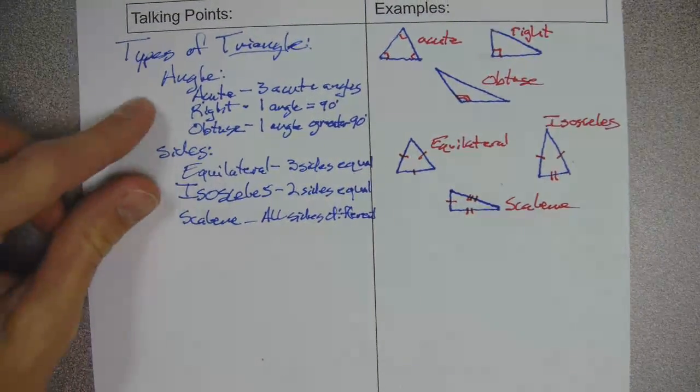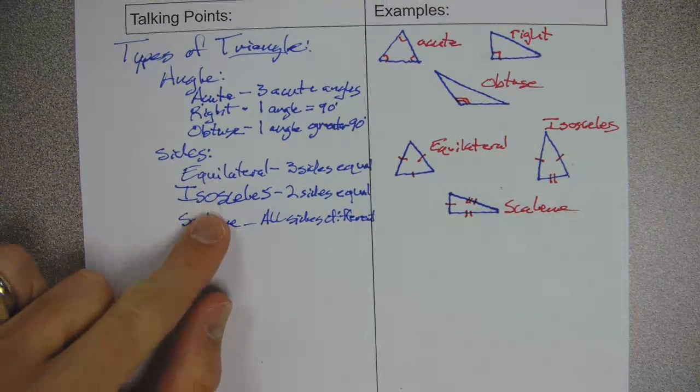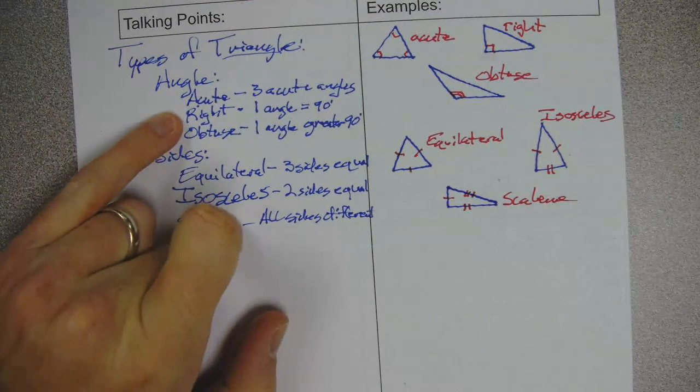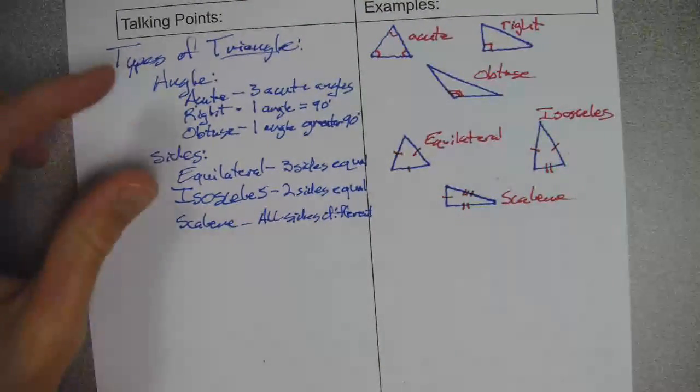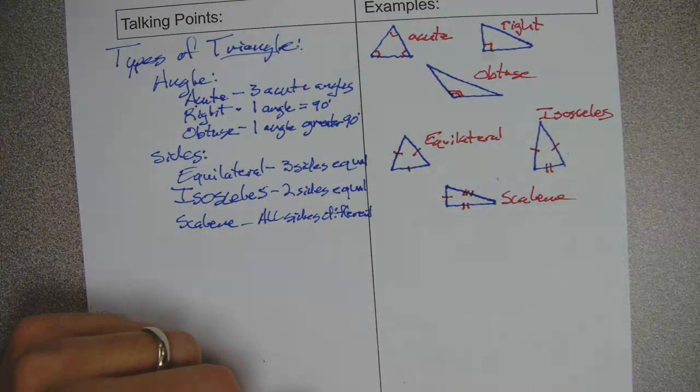And we can mix and match these. So for example, I could have an isosceles triangle that's also a right triangle, or I could have an isosceles triangle that's also an obtuse triangle. So some of these will mix and match, all right?